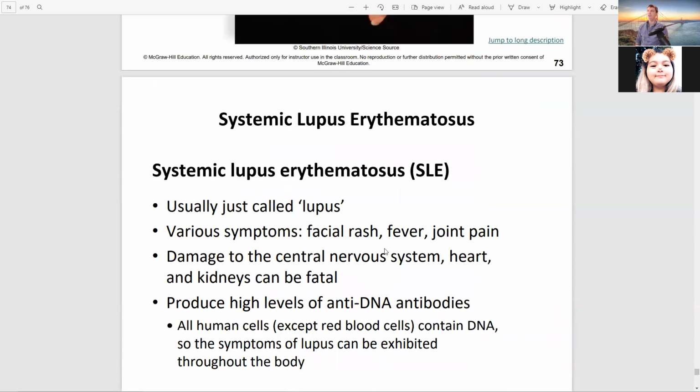Okay, then we have SLE, or systemic lupus erythematosus. It's usually just called lupus. There are various symptoms like facial rash, fever, and joint pain. This causes damage to the central nervous system, heart, and kidneys, can be fatal, and produces high levels of anti-DNA antibodies. So all human cells except red blood cells contain DNA. So the symptoms of lupus can be exhibited throughout the body.